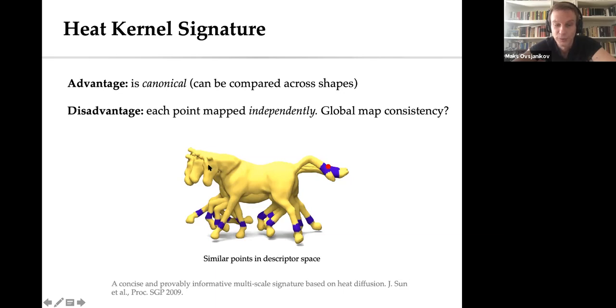Here are superimposed many poses of the same horse, and the points in blue correspond to similar points in the descriptive space. You see that, for example, to this point, there are many similar points. If you take the most similar point, maybe it's going to be this one. And then for a nearby point, it's going to be something totally different. So there's no consistency when you do mapping just based on descriptors, right? So we need some global map consistency encoded. So that doesn't solve our problem completely.